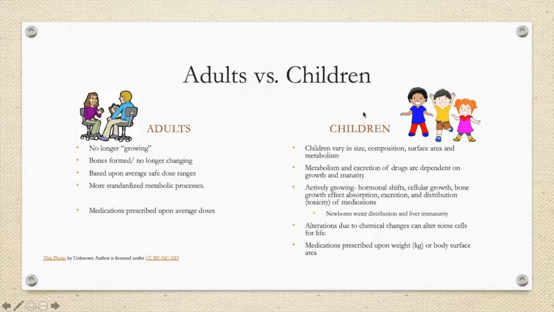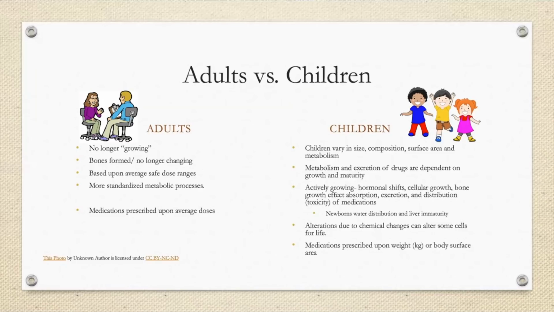On the contrary, children vary in size, composition, surface area, and metabolism. The metabolism and excretion of drugs are dependent on their growth and maturity. They are actively growing every day. Their hormonal shifts, cellular growth, and bone growth affect how they absorb, excrete, distribute, and the amount of toxicity a medication may have upon them.